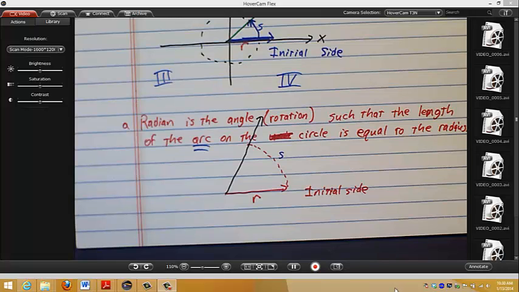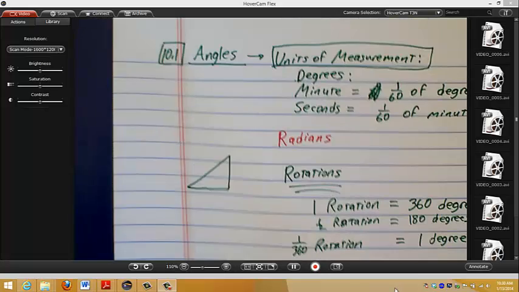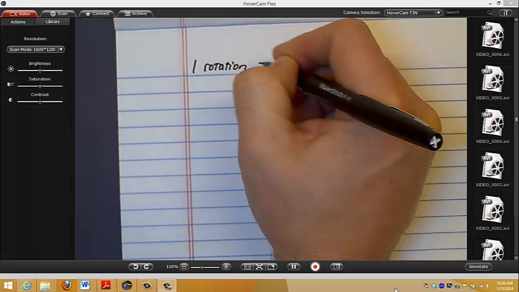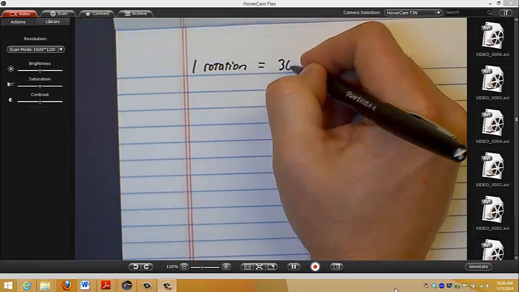Now, the funny thing is, students often ask me, well, how many degrees is that? And I don't know. It's not something I have memorized, because we don't do it that way. But what we do is we go back to our idea of rotations. Let's do some conversions. So, if I have 1 rotation, you guys told me that that's the same as 360 degrees.